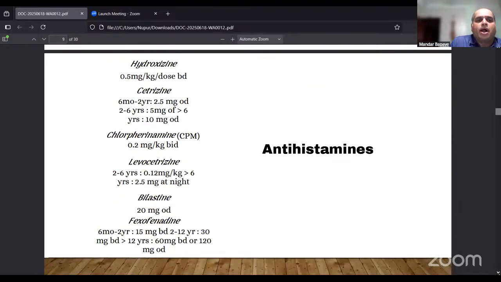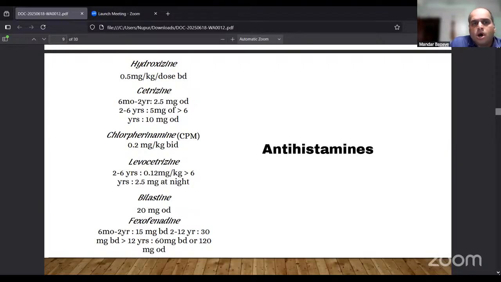We come to antihistamine. There are antihistamine which are sedative, and there are antihistamine which are non-sedative. Now, the commonest antihistamine which we use as far as acute urticaria is concerned is hydroxyzine. The dose is 0.5 milligram per kilogram per dose. It could be given twice in a day. It could be given even 4 times in a day. But hydroxyzine causes a lot of sedation. Hydroxyzine can also cause oliguria. Therefore, one should remember that the child has to be hydrated well.